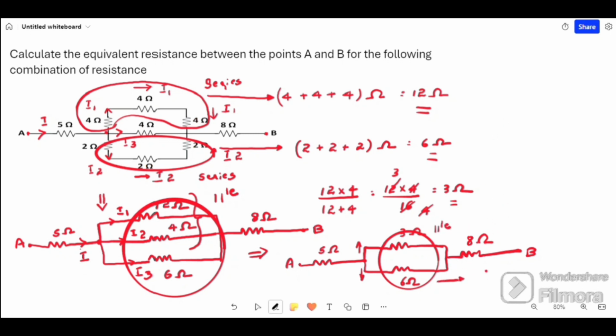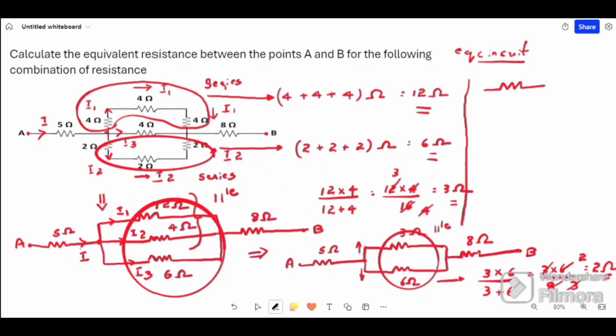Again apply the formula R1 into R2 by R1 plus R2. 3 into 6 divided by 9, that is 18 by 9, it is 2 ohm. Now again we will draw an equivalent circuit. By this it is very easy to solve by drawing equivalent circuits. Again 5 ohm is retained as it is, and both 3 ohm and 6 ohm are replaced by a 2 ohm resistor, and again 8 ohm is retained as it is, and point B.